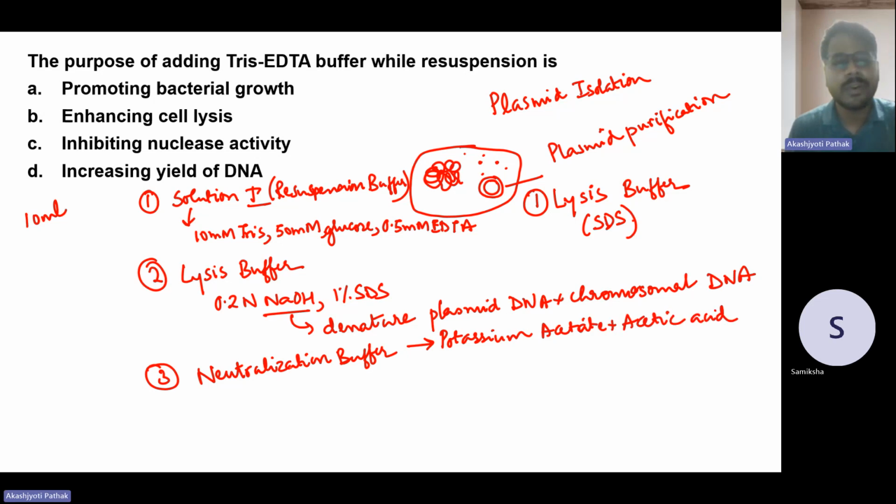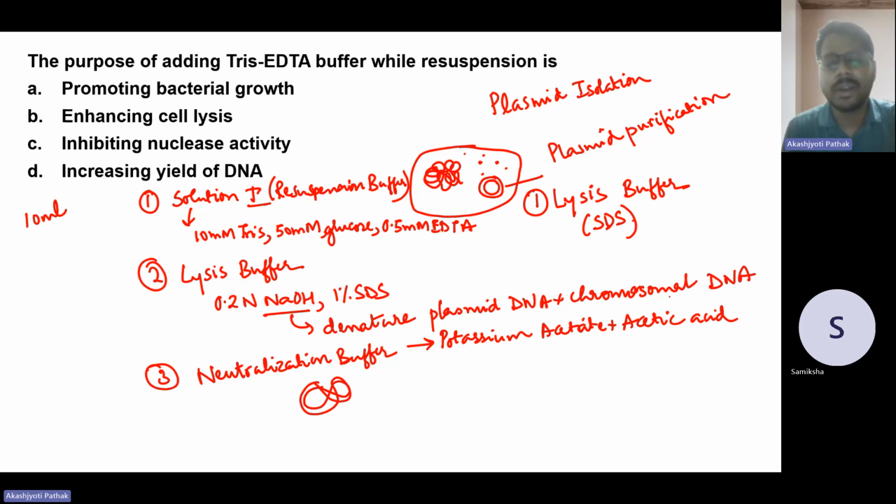So neutralization buffer, why? Because you had added a base in the previous buffer. Now you are adding an acid. At high pH, the hydrogen bonds get broken. So once you add this acetic acid, what happens is the plasmid DNA, because it is very small compared to the chromosomal DNA, can renature. This plasmid DNA gets renatured. And also it is supercoiled, and because of all the supercoiling present in plasmid DNA, it can easily renature.